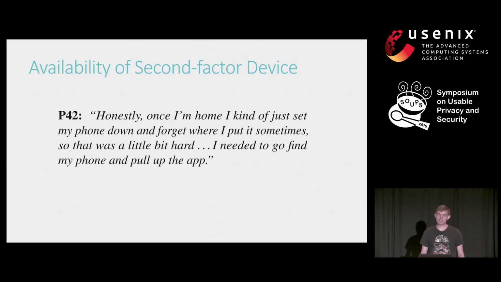Another theme we identified was the availability of second factor devices. This participant said, honestly, once I'm home, I kind of just set my phone down and forget where I put it sometimes. So that was a little bit hard. I needed to go find my phone and pull up the app. And 35% of our users mentioned at least once not having their second factor device immediately available. This could be more common among personal users, which is the setting that we tested this in. Maybe for work, many people are required to have a second factor device in order to do their work, whether a smart card or a U2F device, whereas at home, people might not want to have that second factor on them all the time.